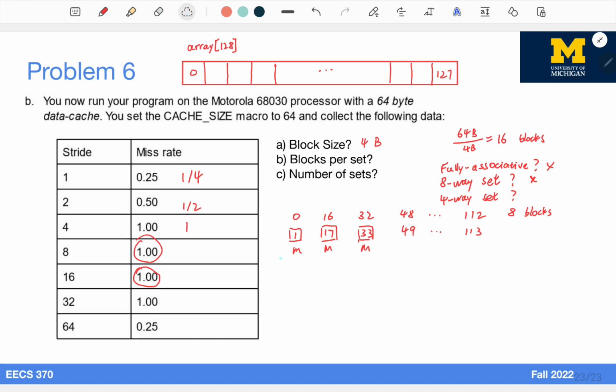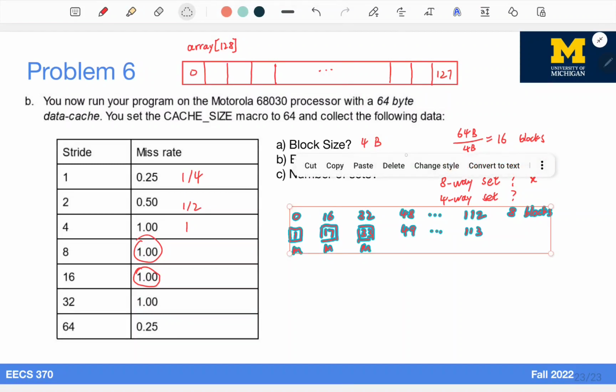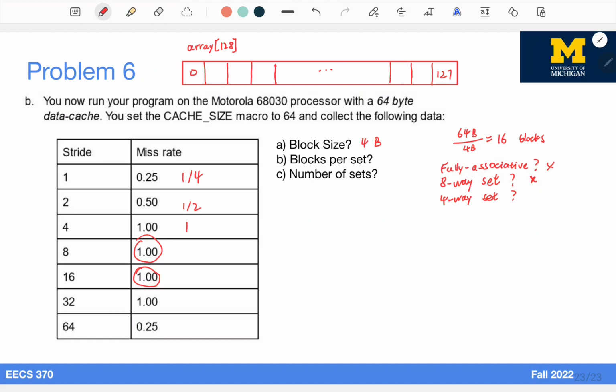Okay, next, we can use our assumption of a four-way set associative cache to test the case when stride equals 32. And similarly to the previous situations, when stride equals 32, we access 0, 32, 64, then 96 in the first iteration, and then 1, 33, 65, and 97.